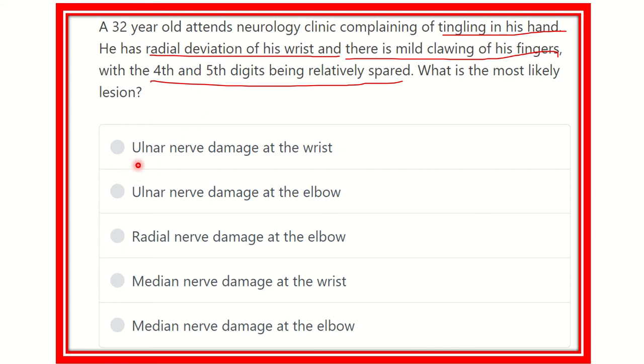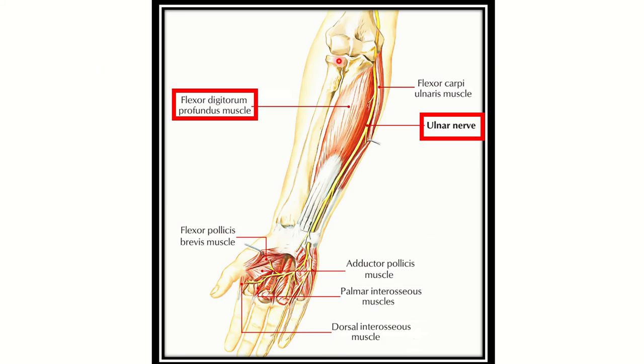So here the options are: ulnar nerve damage at the wrist, ulnar nerve damage at the elbow, radial nerve damage at the elbow, median nerve damage at the wrist, median nerve damage at the elbow. But here it is clear that it is ulnar nerve damage. Now we have to find out whether it is at the wrist or at the elbow. For this, one picture is enough, and it is the most important picture for answering the question.